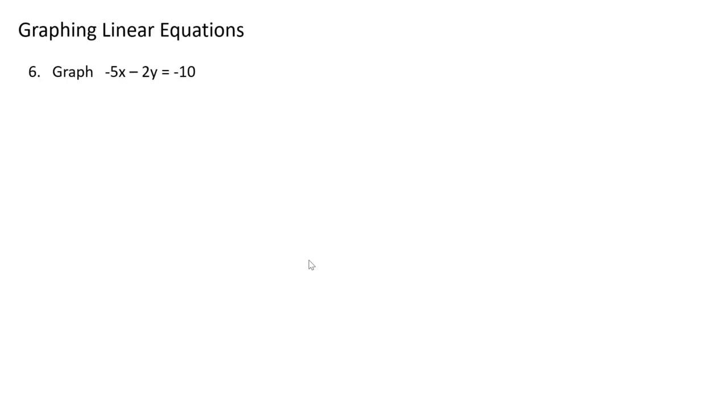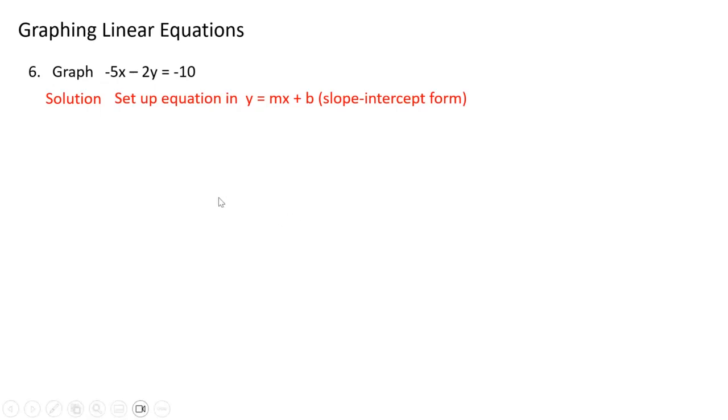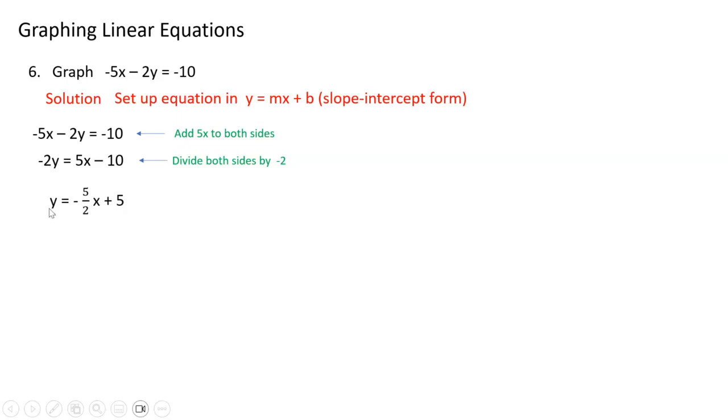Now let's do number 6. Graph -5x minus 2y equals -10. And this way, we need to put it in y equals mx plus b, slope-intercept form. So we have to isolate the y. First of all, I'm going to add 5x to both sides. That will give us -2y equals 5x minus 10. Then I'm going to divide every term by -2. So we're going to get y equals -5 over 2x plus 5.